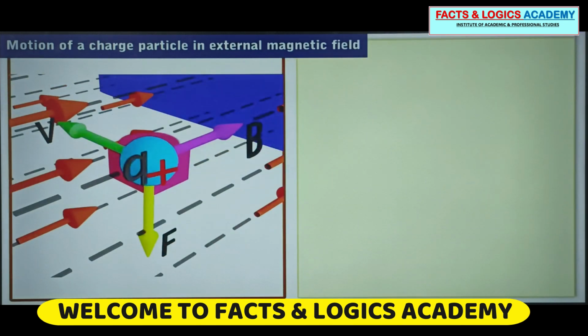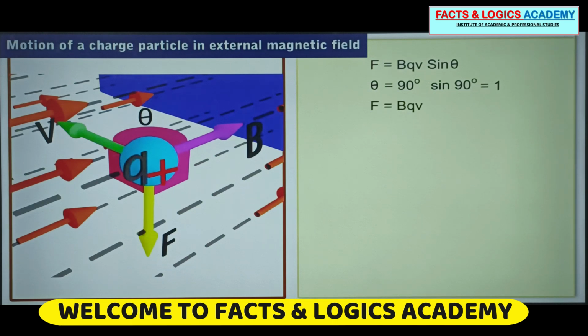The magnitude of the force acting on the particle, F, is equal to BQV sine theta, where theta is the angle between the direction of the velocity and the direction of the magnetic field. Since, in this case, theta is equal to 90 degrees, sine 90 is equal to 1, the force is denoted by F is equal to BQV.